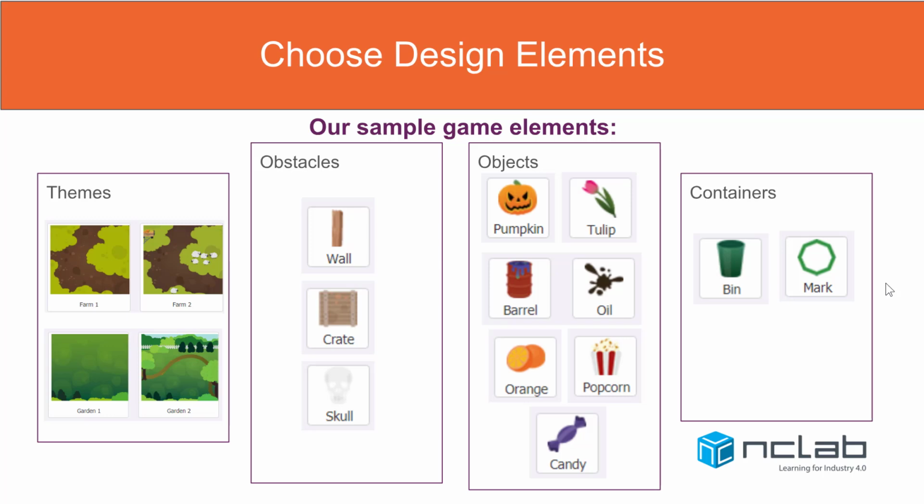I've got a tulip here, and I'm going to use some roses too to mix it up a little bit. The barrel is going to represent some chemicals, and the oil is going to represent some spills that we can clean up. The orange, popcorn and candy are items that are going to be handed out at the fundraiser. And then we've got some marks and bins to put things in.